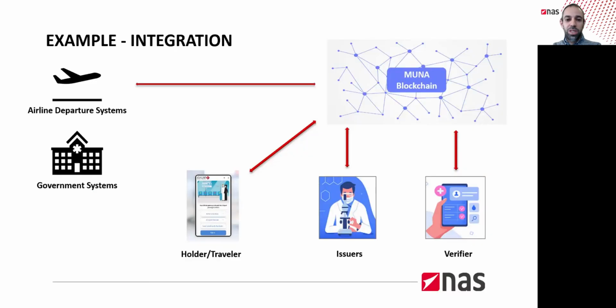This illustration shows how the different components are connected. MUNA in the backend connects to verifiers at airports. It also connects to laboratories around the world to be able to issue COVID-19 test certificates or vaccination certificates. The system also connects to government agencies to be able to verify identities and documentation. And it connects to airline departure control systems to be able to issue OK to board.